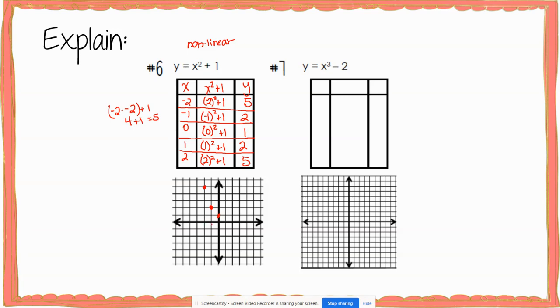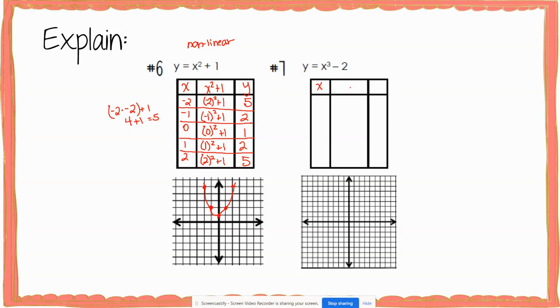When x is 1, y is 2, so that's right 1 and then up 2. When x is 2, y is 5, so that's right 2, up 5. So you notice that this actually creates what we call a parabola, where this is going up and out in both directions. Now let's look at number 7.